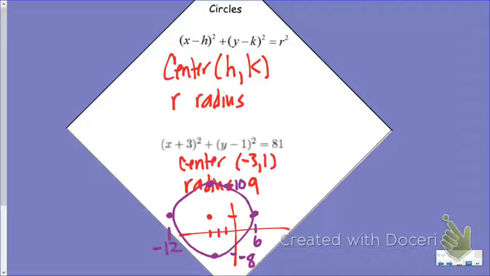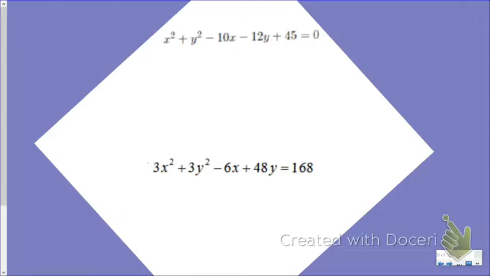So in order to graph a circle, all you need is the center and the radius. Now the toughest thing about circles is that sometimes they're not already in standard form. So if they're not in standard form, then we're going to look at a process called completing the square, which you used back in Algebra 2 in order to write this in standard form.